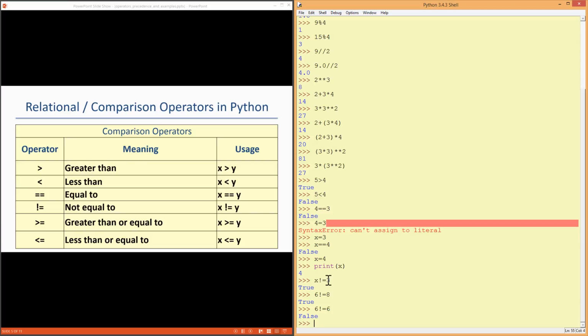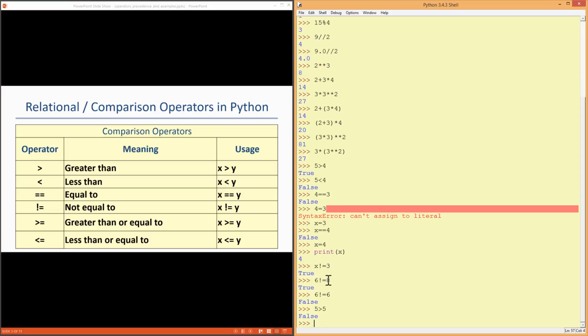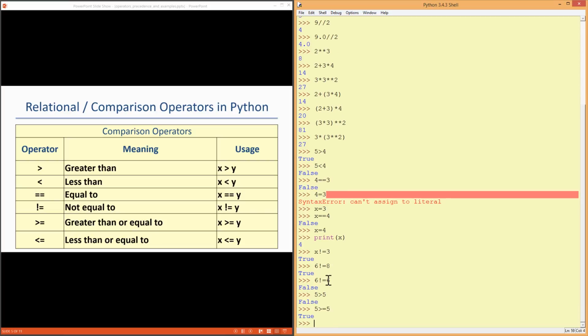The difference between greater than or equal to and greater than is very simple. For example, if you say 5 is greater than 5, the answer, of course, is false, because 5 is not greater than 5. However, if you say, is 5 greater than or equal to 5, the answer is true.